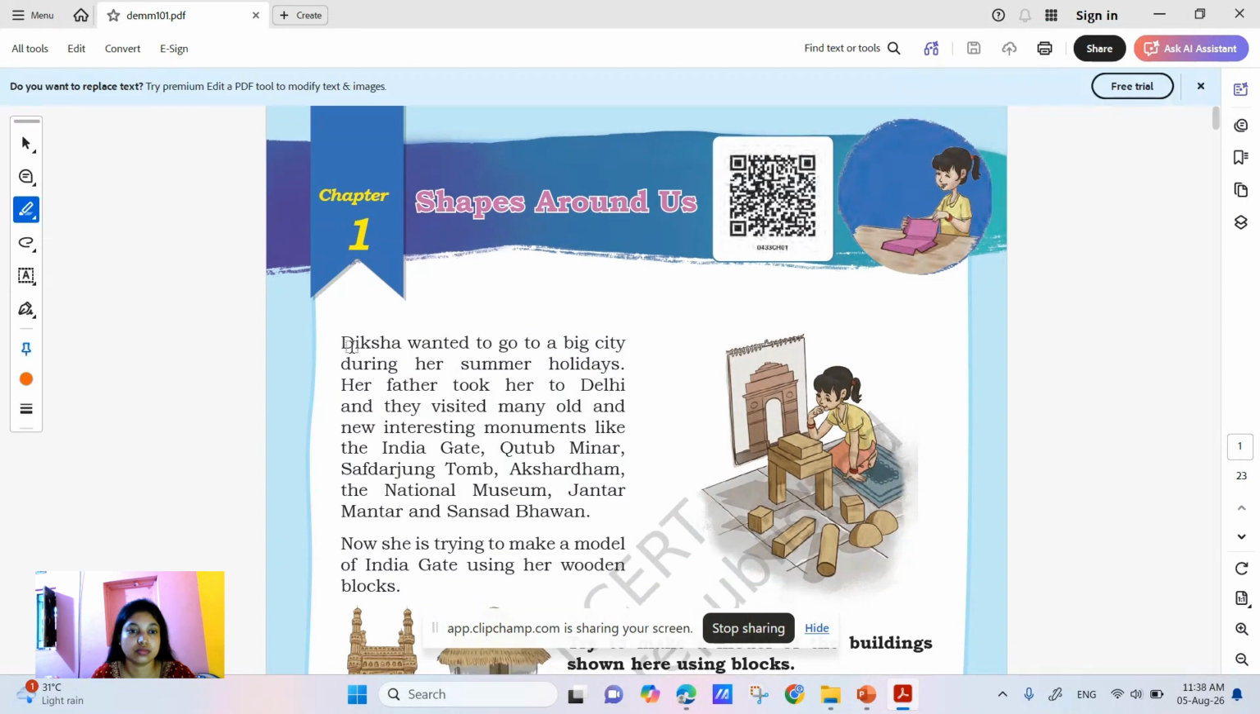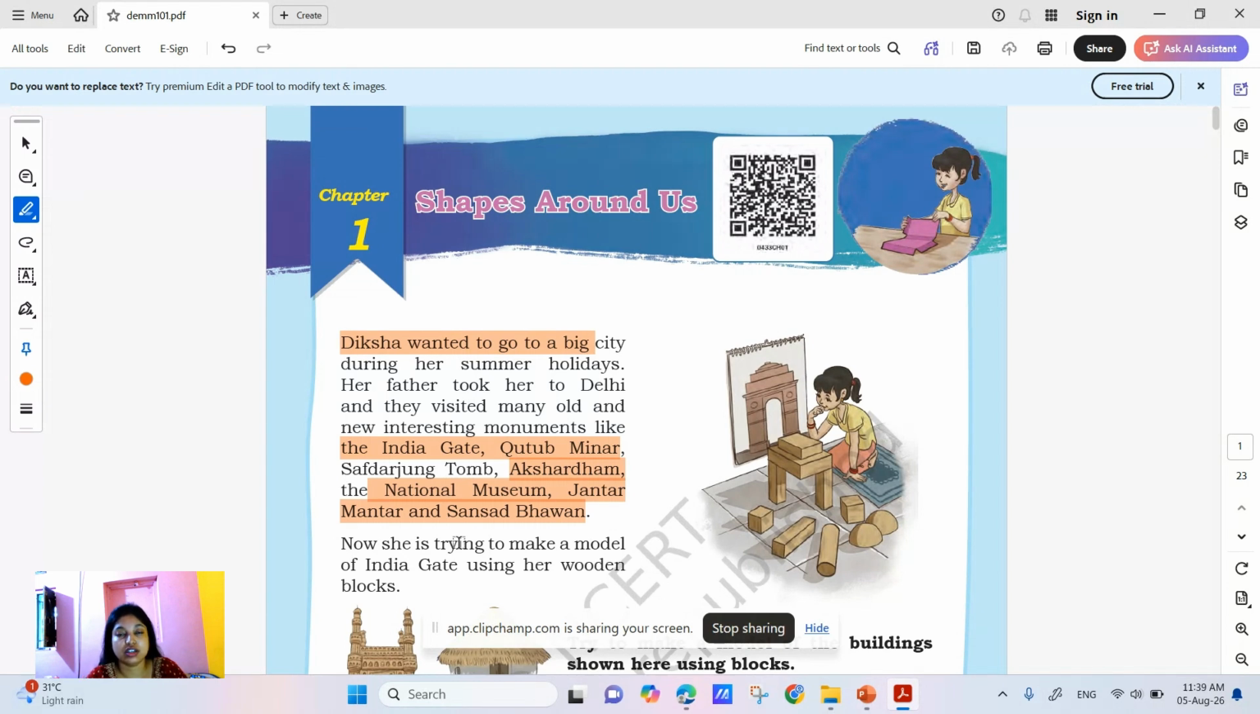Okay. So Diksha wanted to go to the big city during her summer holidays. Her father took her to Delhi. They visited many old and new interesting monuments like India Gate, Qutub Minar, Safdarjung Tomb, Akshardham, the National Museum, Jantar Mantar, Sansad Bhavan.